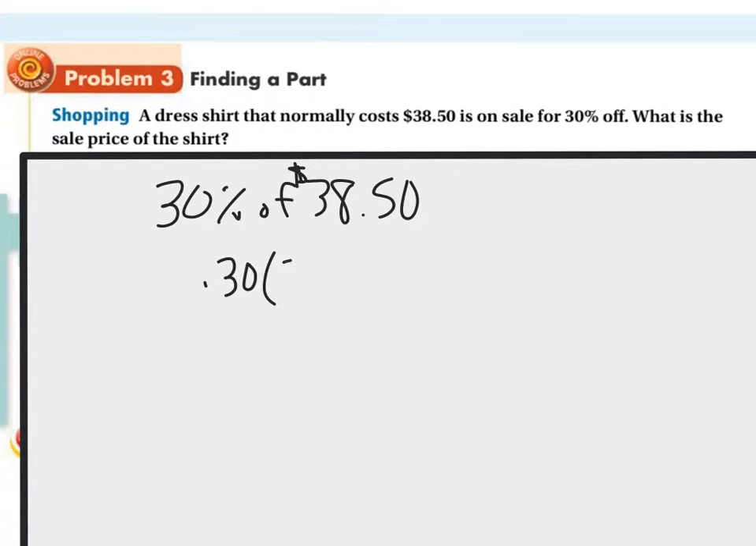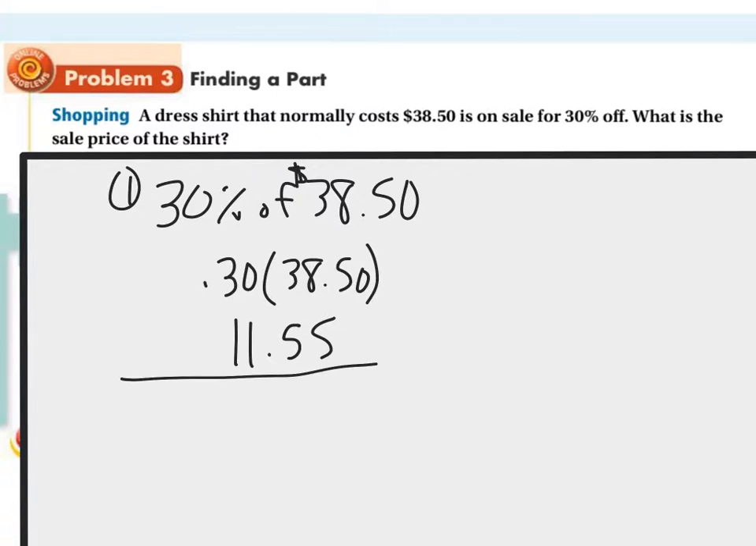We change the percent to a decimal. We multiply that and get 11.55. What that means is we're going to be saving $11.55 off the regular price. And then if you subtract that, you'll get $26.95.